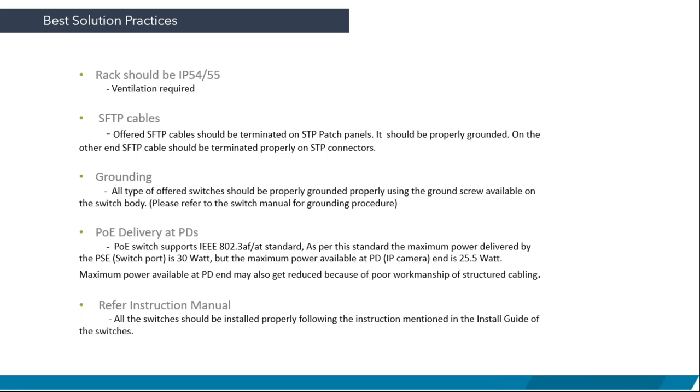So it is always recommended to have grounding done, because in most cases we get a complaint that customers deployed industrial switches, but still their network is down. This happens because a wrong installation has been done. These switches support higher operating temperature and higher surge protection, but you should always follow the best practices during installation.